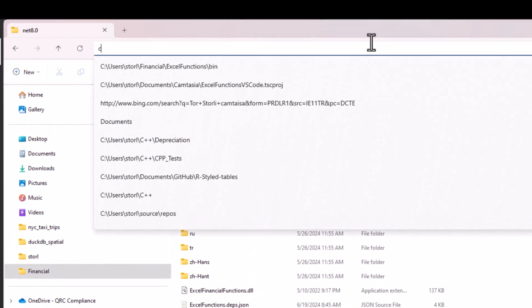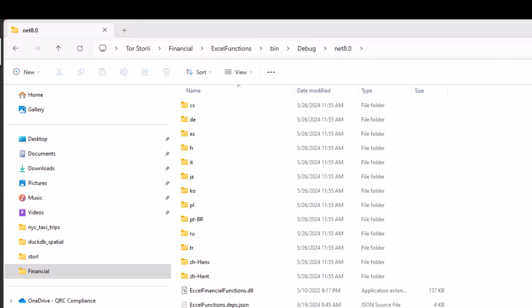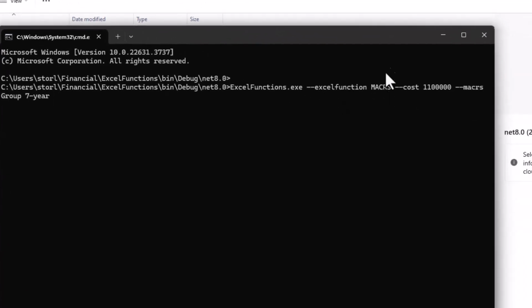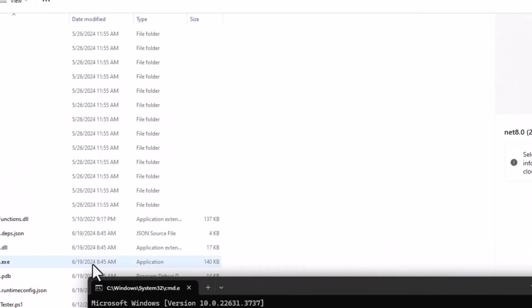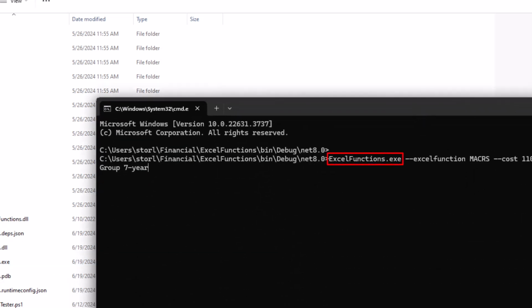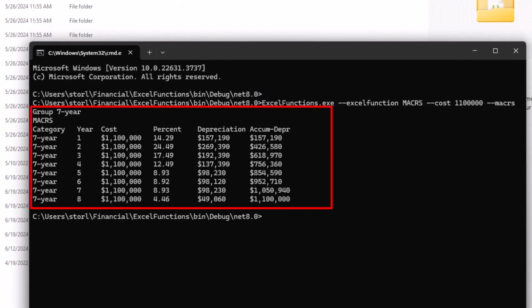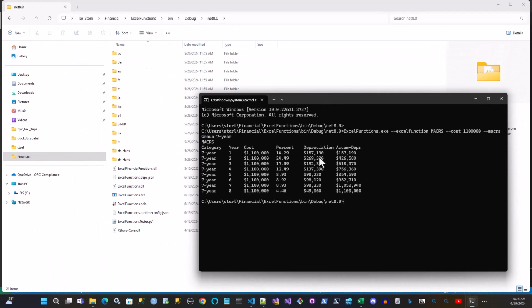All I have to do is type cmd like this, and it opens up a command window like this. Excel function exe is what I'm calling, which is this guy here. And then I'm passing in the MACRS, in this case, cost, and the MACRS grouping of 7 years, etc. Hit enter, and notice it comes back right away because it's compiled. And here I created a schedule of MACRS calculations. As you can see, I have the cost, the percentage used, the depreciation expense, and the accumulated depreciation. So it gives you a much quicker way of getting this.